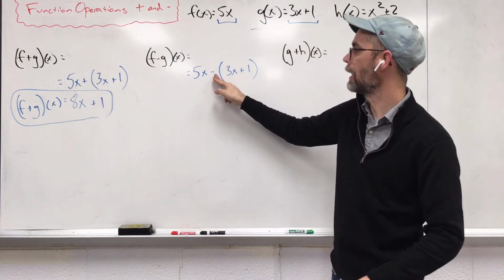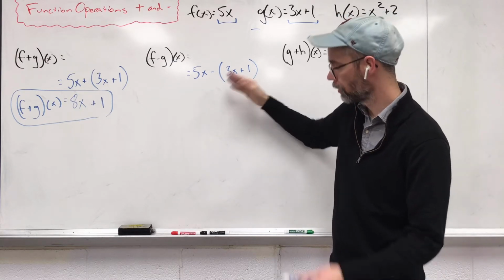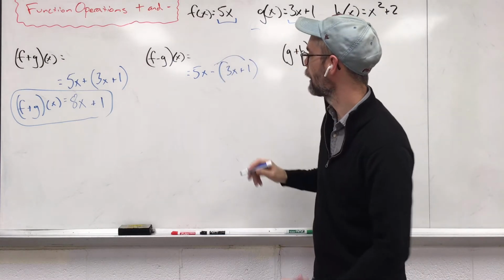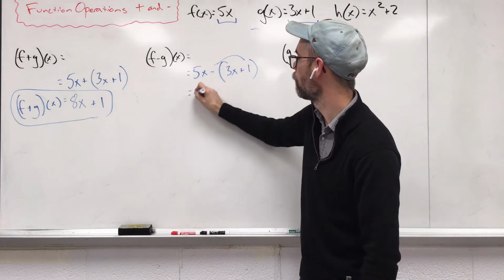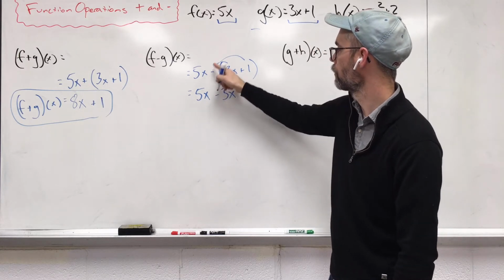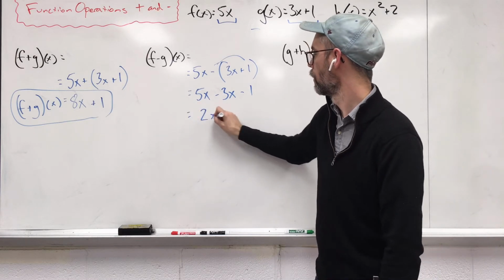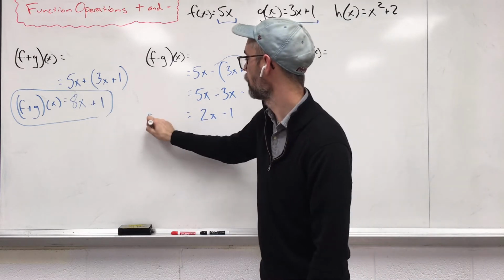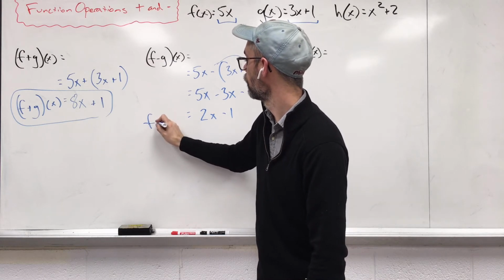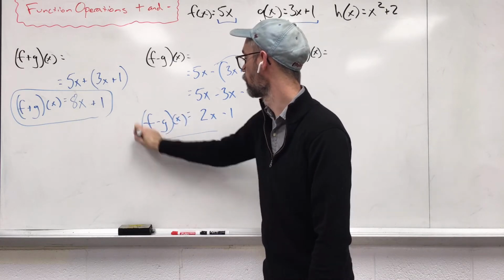However, now we have a minus sign. This minus sign is going to change everything because of parentheses. It's like we're going to distribute this negative. So I'm going to take care of that negative first before we combine like terms. So distribute, you get negative 3x, distribute again, you get negative 1. Let's combine 2x minus 1 and bring down our function notation, f minus g of x.